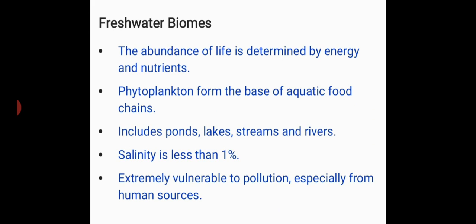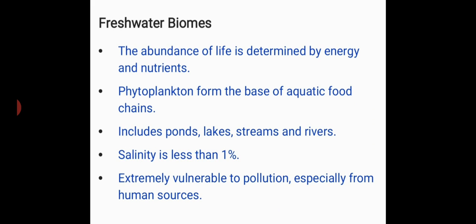They are consumed by zooplanktons and other small multicellular organisms like crustaceans, forming the second trophic level of many aquatic food chains. Zooplanktons are in turn consumed by small fish, which are a food source for larger fish, and so on.